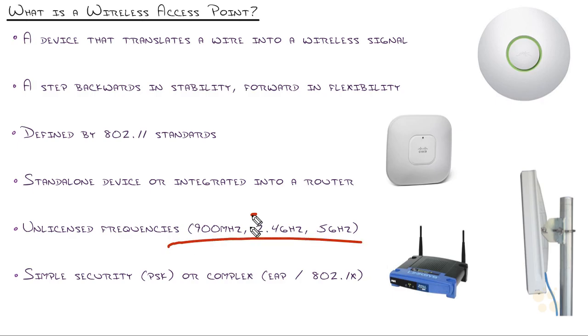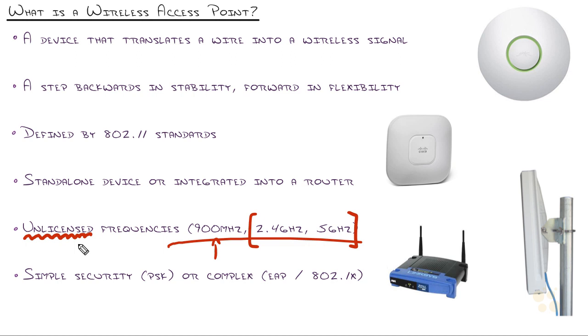Well, actually two. 900 megahertz is so old and slow that nobody really uses it anymore. 2.4 gigahertz and 5 gigahertz is the way to go. And we'll talk more about the frequencies in just a moment. For now, I just want you to know that they are unlicensed. And that sounds bad when you first say it that way, but it's actually really good.